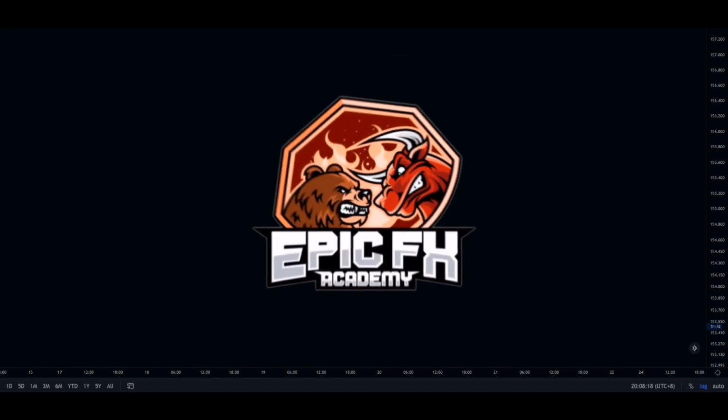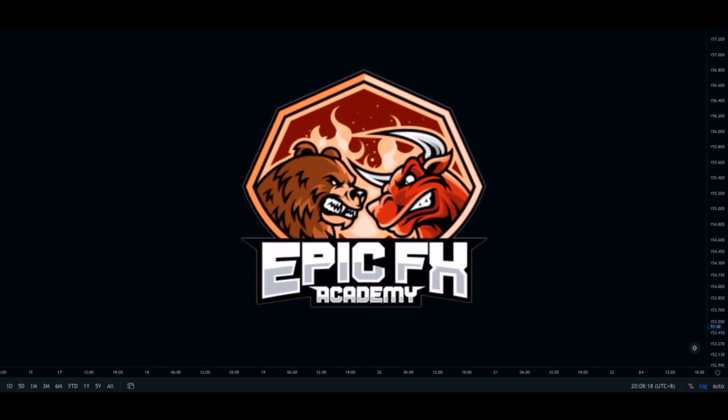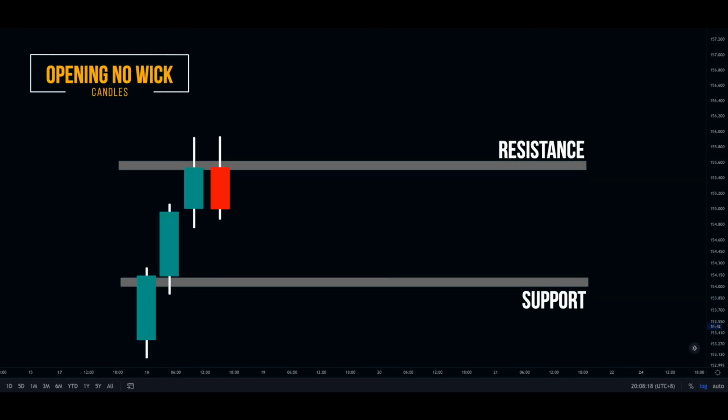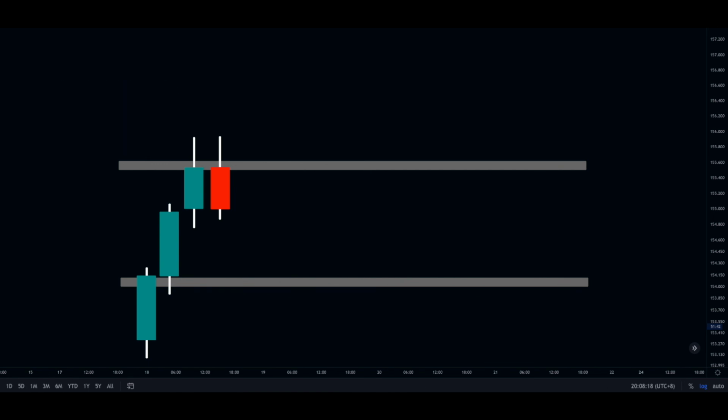Now let's take a look at opening no wick candles. Here we have a range. Price is in an uptrend, and we're looking for price to continue up to fill the range. In this uptrend scenario, it means that we're looking for the next candle to have a bottom wick. If this next candle opens up bullish without creating a bottom wick, we should expect the candle to come back down flipping bearish in order to create the bottom wick.